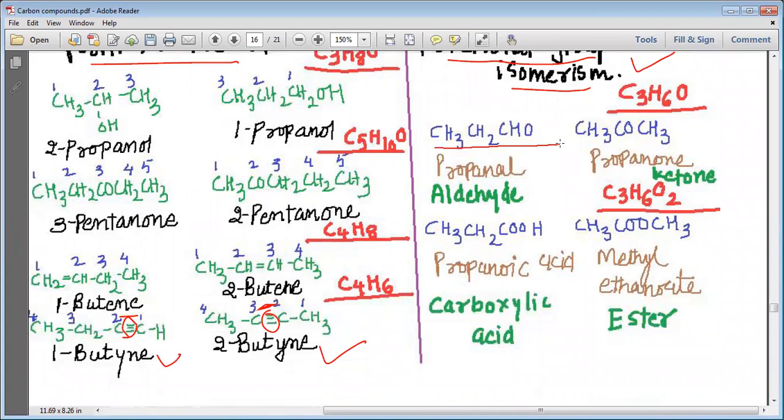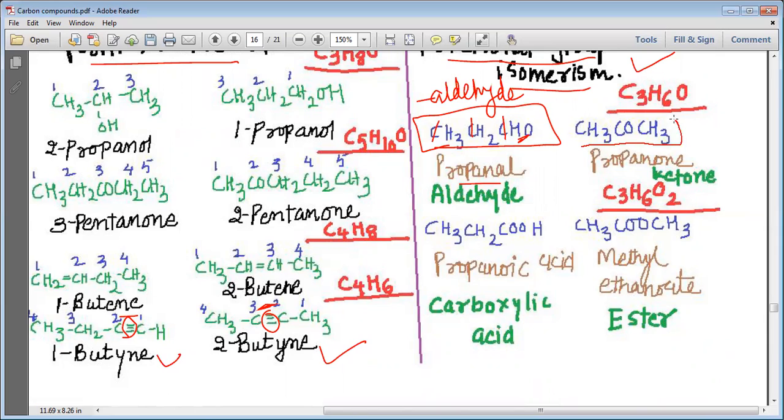So if we look at the first compound, which is CH3CH2CHO, it is propanal, which is an aldehyde. So the functional group present in this compound is aldehyde. It is propanal. If you look at the number of carbon, 1, 2 and 3 carbon. Number of hydrogen, 3 plus 2, 5 plus 1, 6, and 1 oxygen.